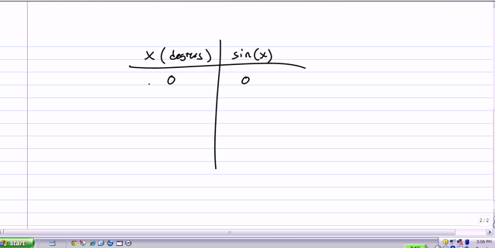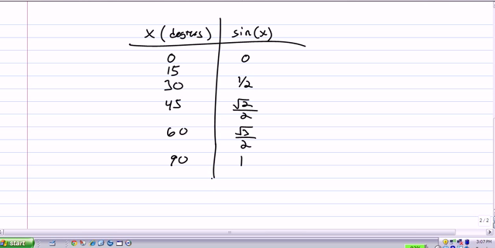You could go in between, like 15 degrees. I don't know the exact value of sine of 15, but I know at 30 degrees the sine is 1/2. At 45 degrees, the sine is root 2 over 2. At 60 degrees, it's root 3 over 2. At 90 degrees, it's 1. So I could build a table of values that help me graph the sine function.